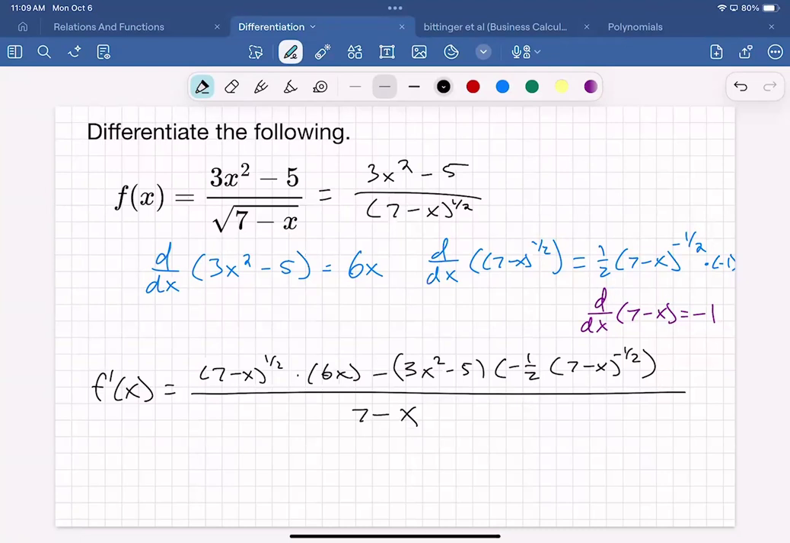Which is kind of nice, since there was a square in the denominator, make sure you see there, hey, I can just put it as 7 minus x. I don't have to write that with a square on it. So low d high minus high d low all over low squared.